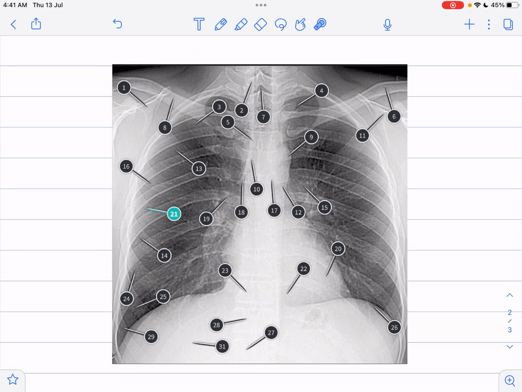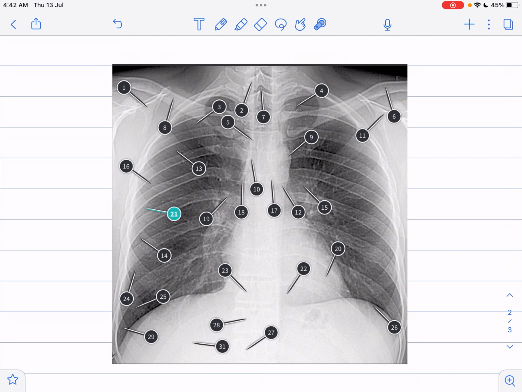Okay, so here this is the liver, this is the diaphragm, this is the liver beneath it, and here you guys can see a small bubble. So this means that this is the stomach, so the stomach is going to be on the left side.